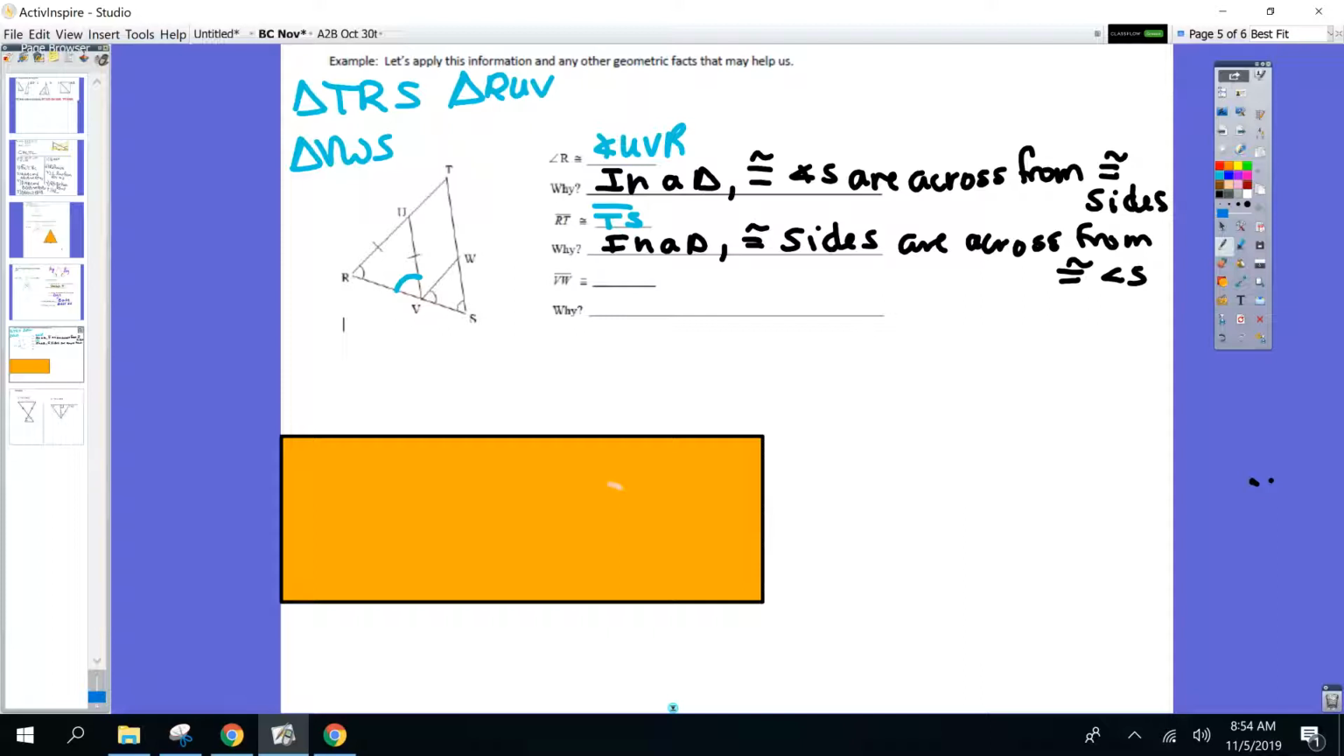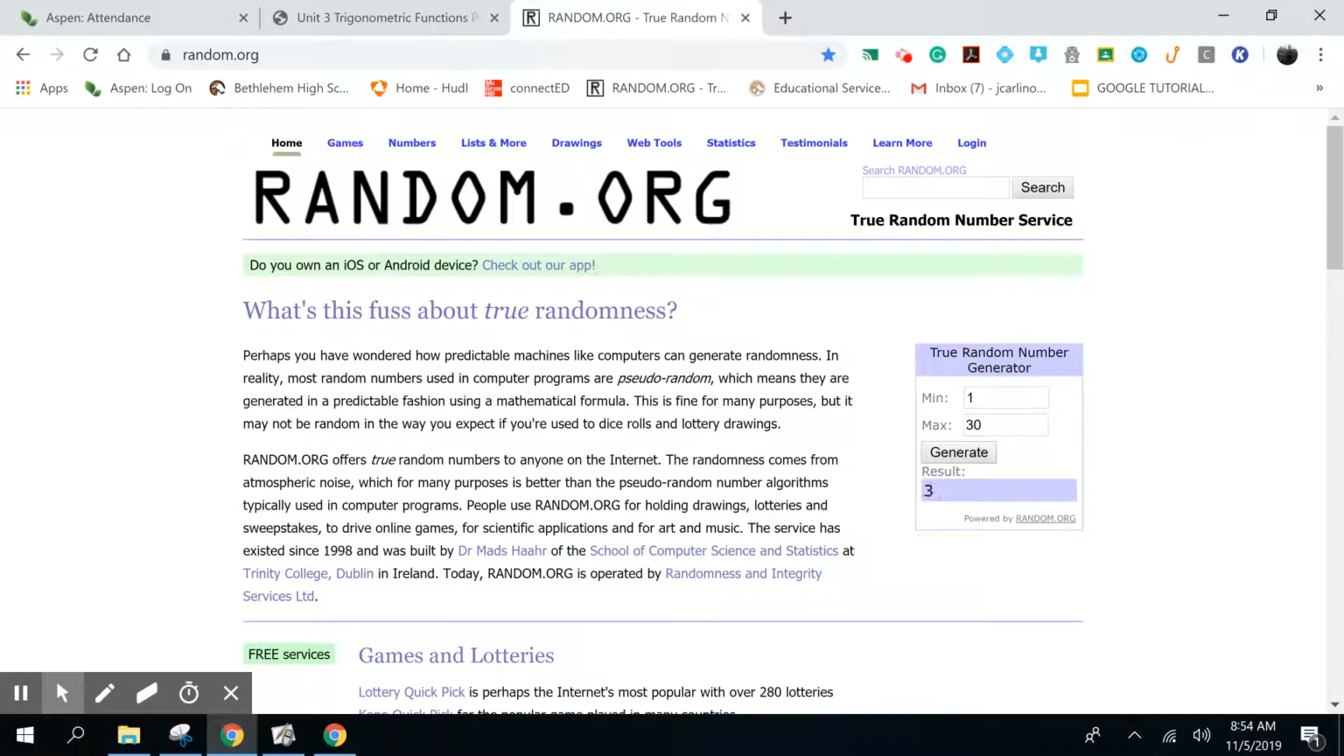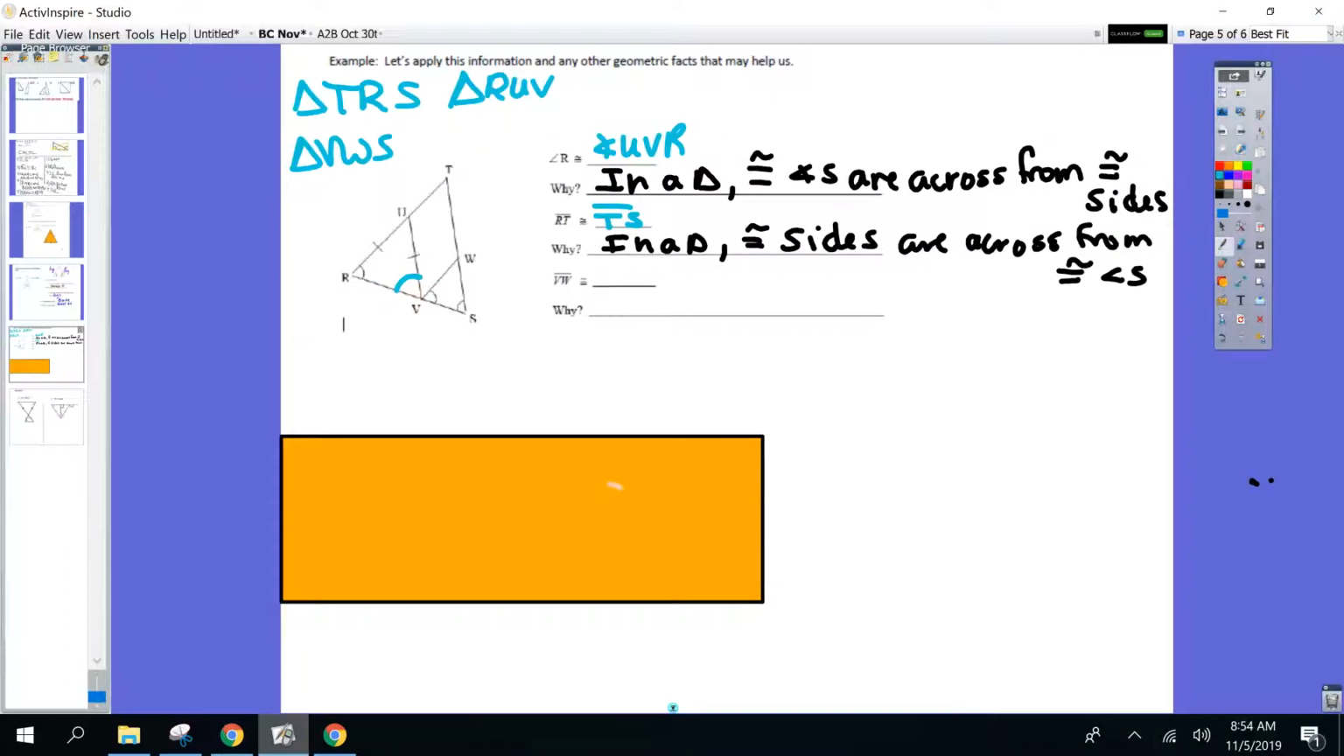And finally, one more, VW. Segment VW. Make sure you pick a side in the same triangle. Come on. VW and what else you got for me? 3? WS.